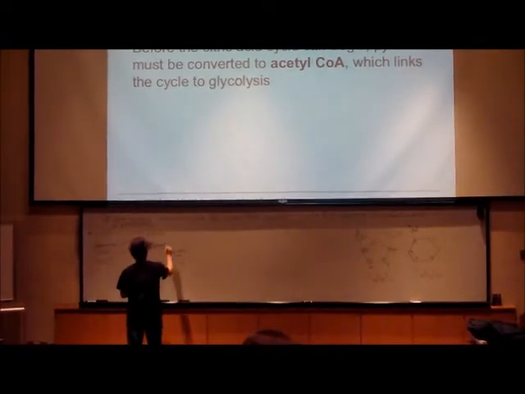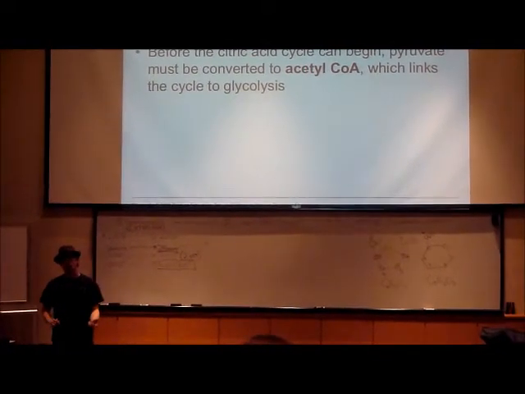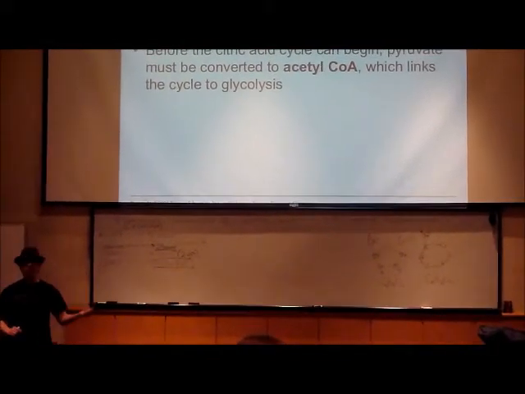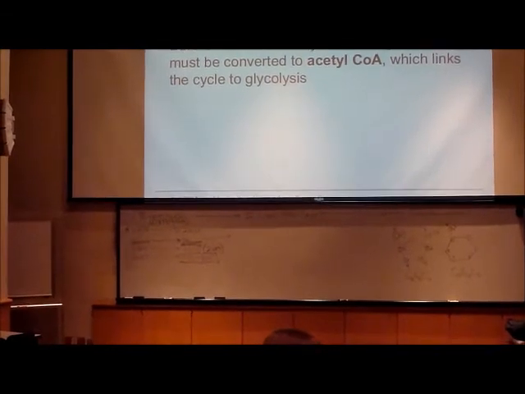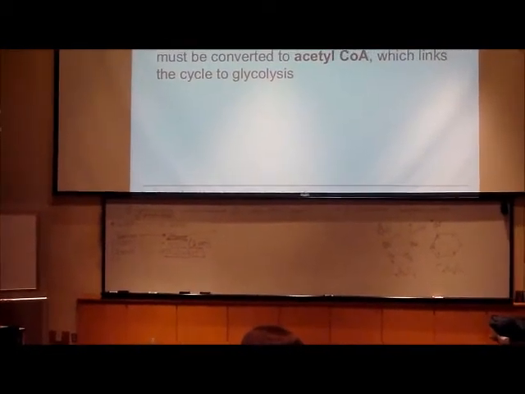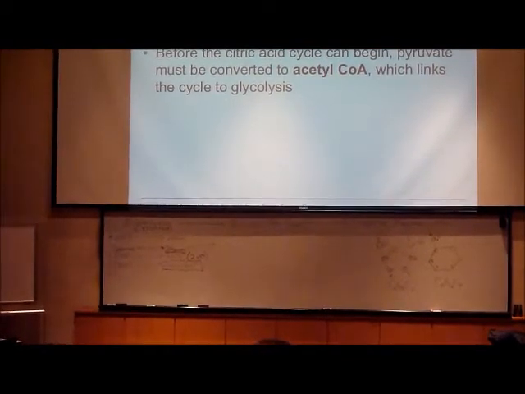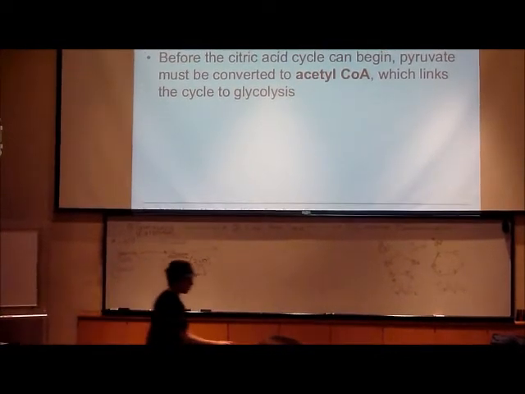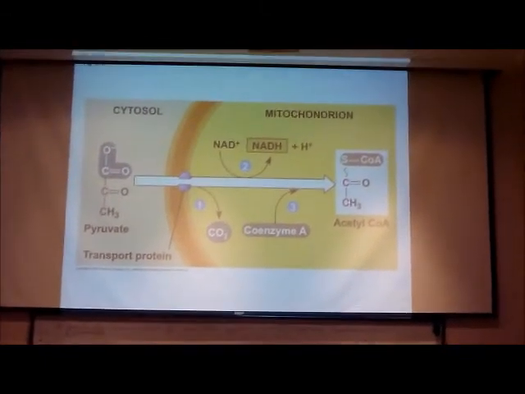Basically what happens during this process is we're going to remove carbon dioxide from pyruvate. In the process of removing that carbon dioxide, we're also going to remove some electrons. So we're going to produce more NADH. And at the very end, we're going to bind the remaining 2-carbon compound to a coenzyme called coenzyme A. Let me give you a picture because I think it will work better with a picture.